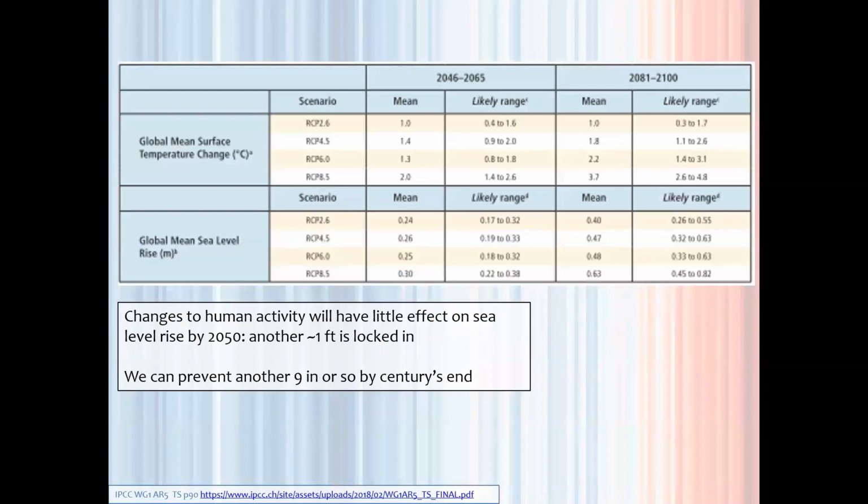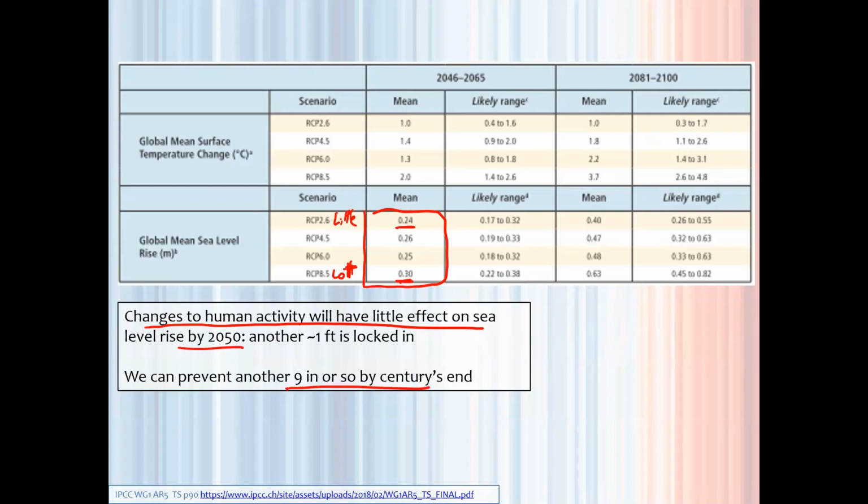What about sea level rise? Any changes that we make are going to have little effect by 2050. So here's the sea level rise by 2050, if we burn a little versus if we burn a lot. So 0.24 meters versus 0.30 meters. Those are all about 1 foot of sea level rise. It's pretty much locked in at this point. But we can prevent another 9 inches or so by century's end.